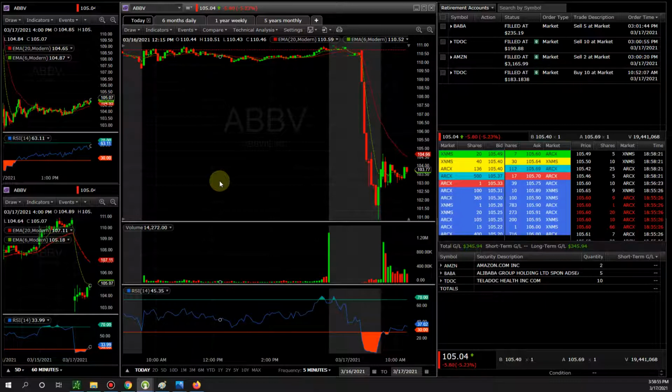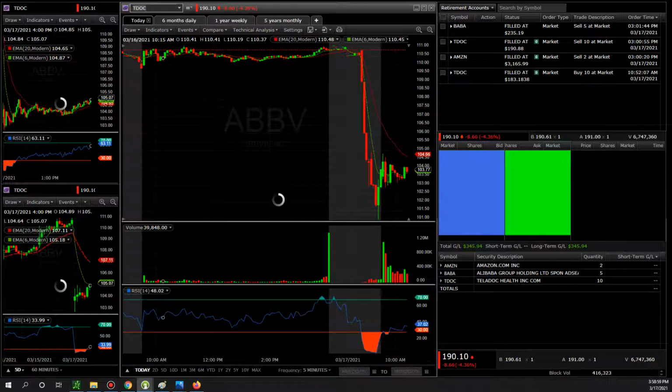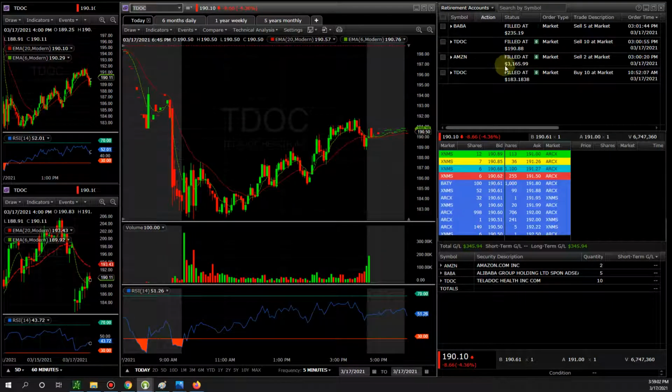It takes practice. Oh, here's another one before I go. Sorry, T-Doc. Let's go with this trade right here. I made this trade today on my small account, so it's only 10 shares. This is a small account.